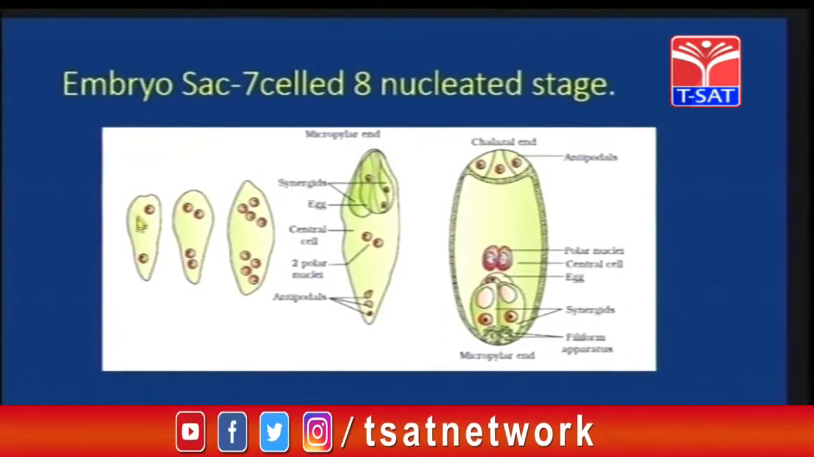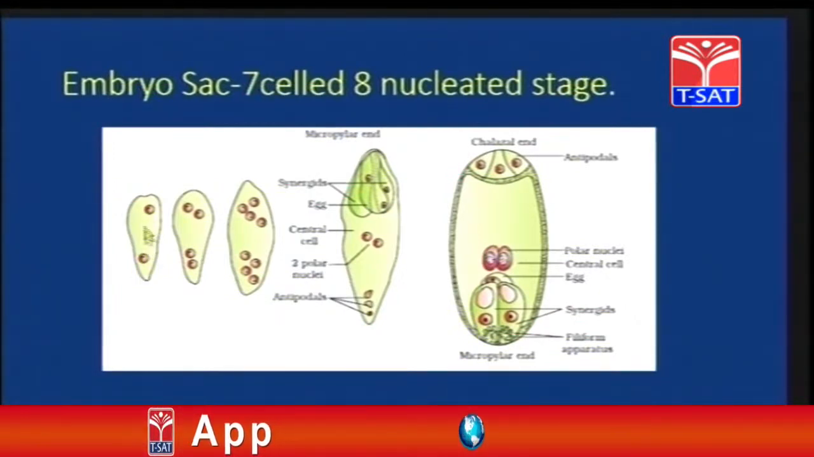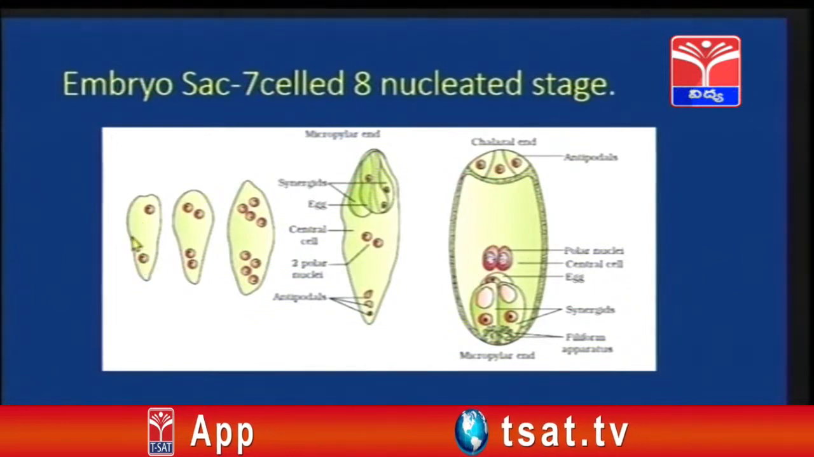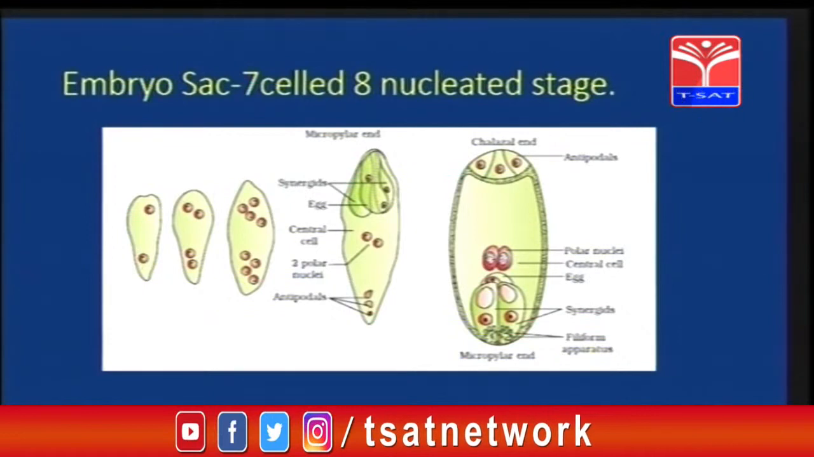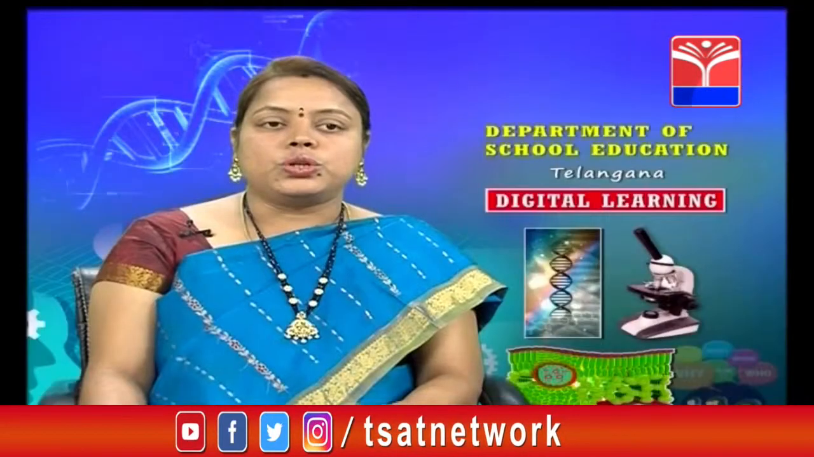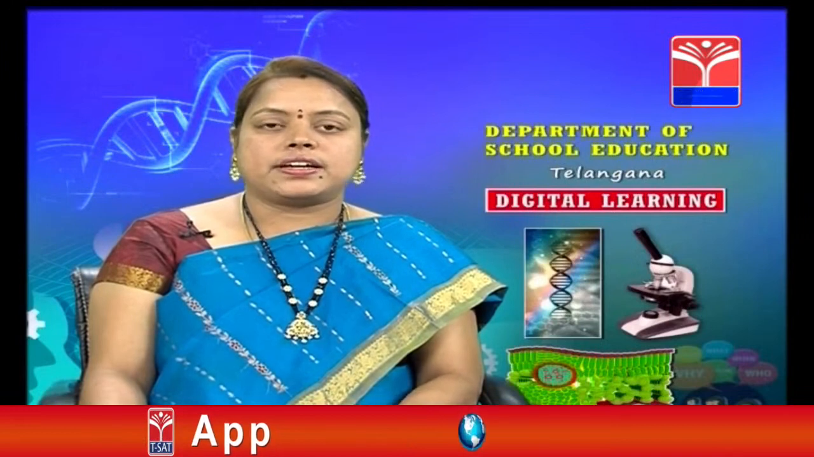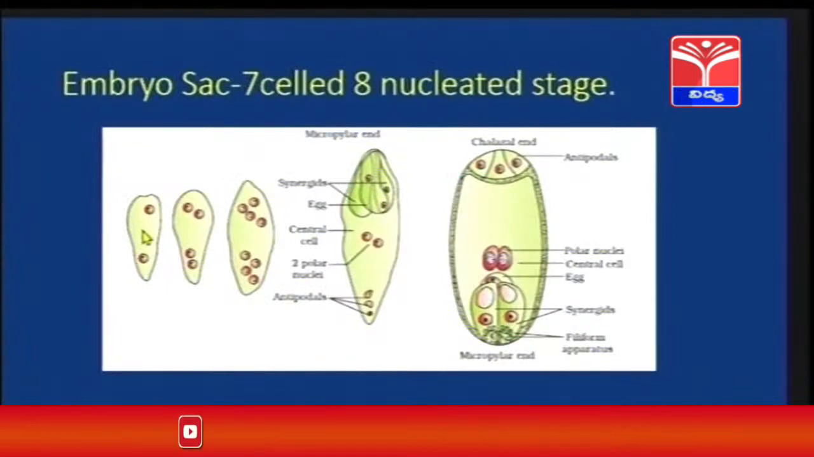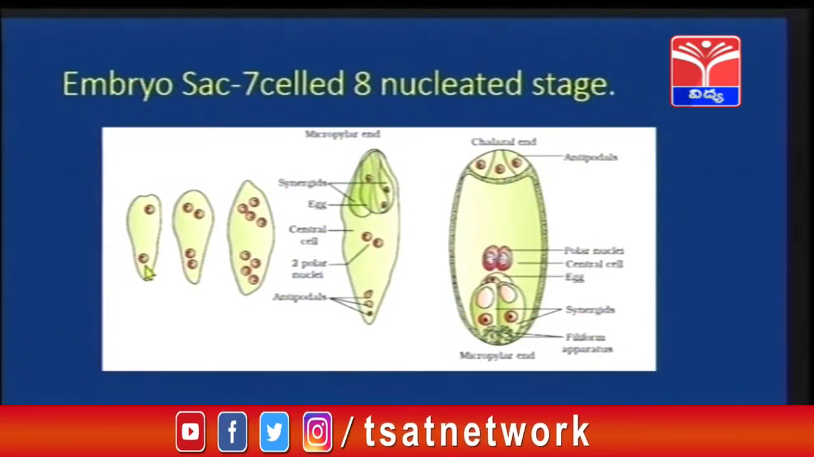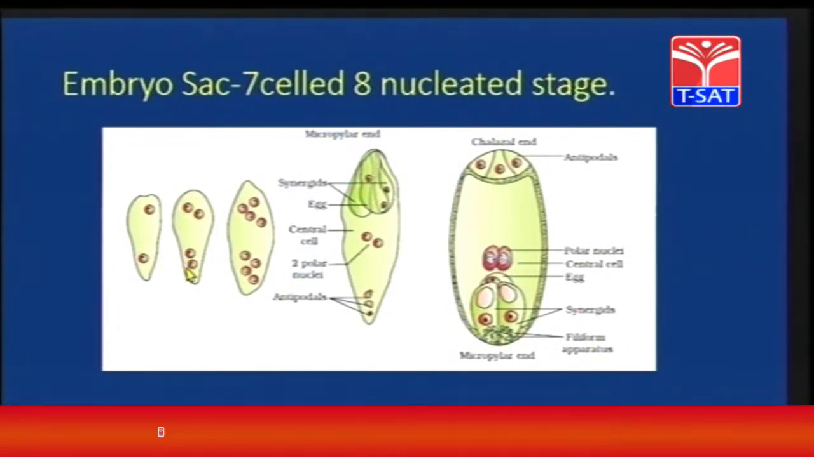Children, in the initial stage of the embryo sac, 2 nuclei are present, and they are present freely without any cell membrane formation. Now this cell undergoes mitotic division. In the process of mitosis, 2 nuclei are formed. Now as this cell consists of 2 nuclei, it undergoes mitotic division again. As a result, the first cell produces 2 nuclei and the second cell also produces 2 nuclei. So the number of nuclei in the embryo sac is 4.